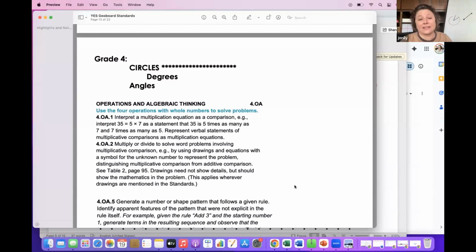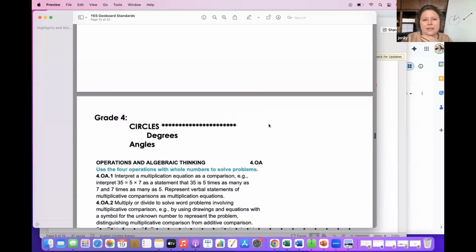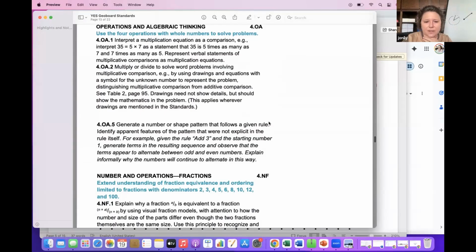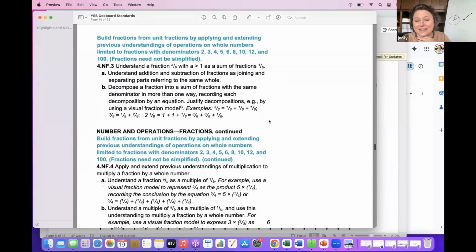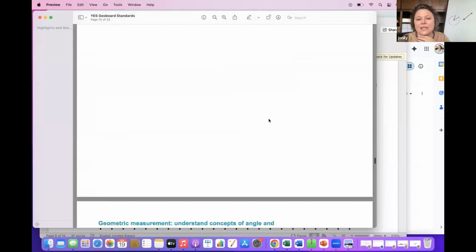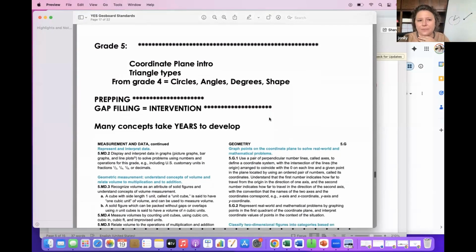And the standards don't make this connection, and we don't make this connection. So when we begin to talk about angles, which is really unveiled in grade 4 standards, what's not in the standards, but absolutely essential, is understanding the diagonal line. In grade 5, the coordinate plane, the XY axis, is formally introduced, as well as different types of triangles and angles on the coordinate plane. This is prepping, and this isn't written in the standards.